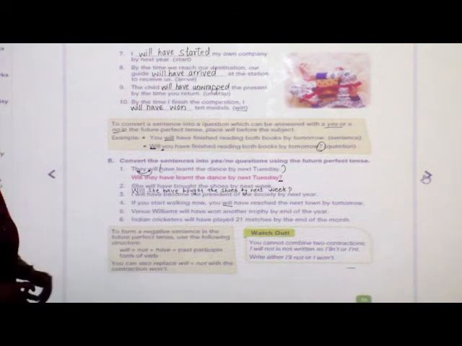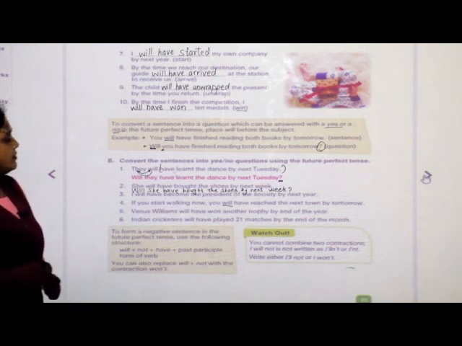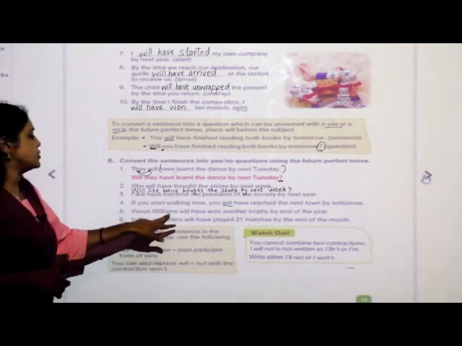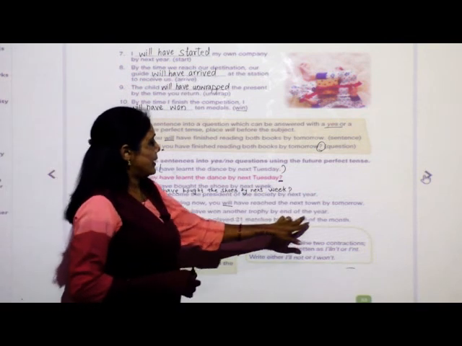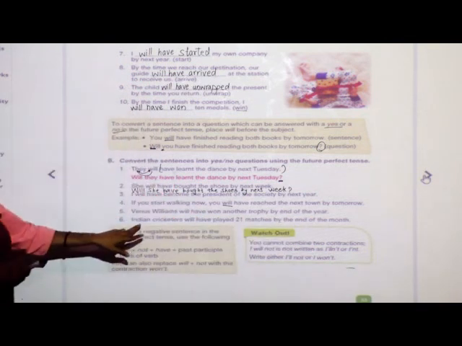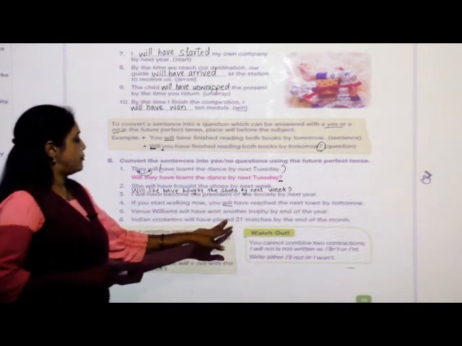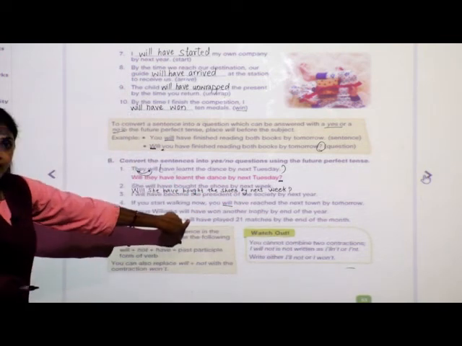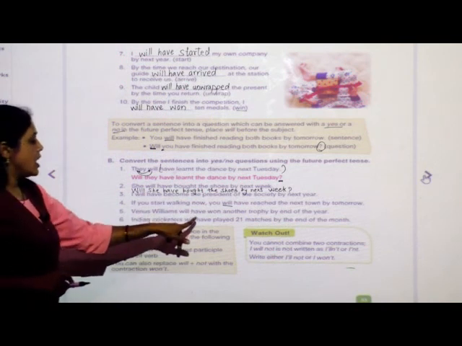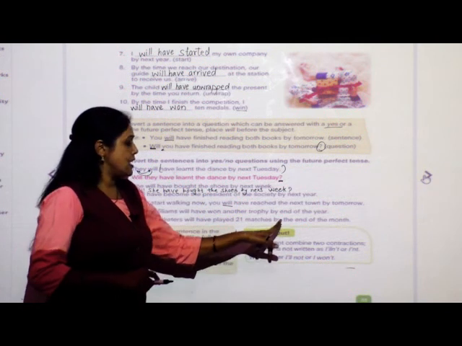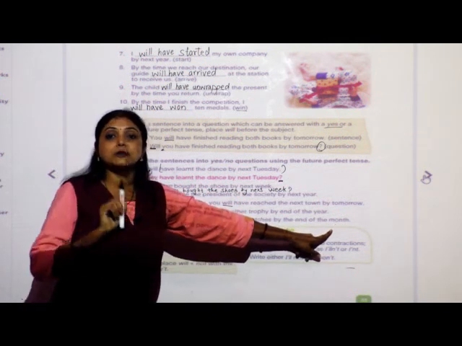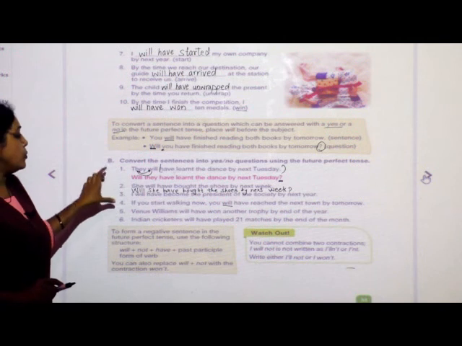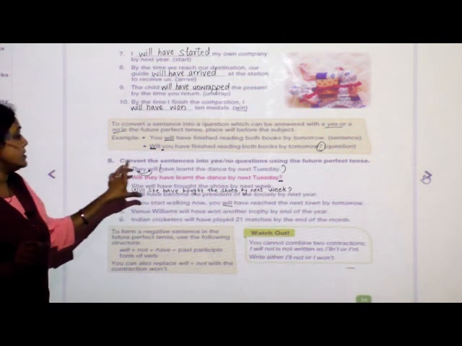Now, Venus Williams will have won another trophy by the end of the year. Will Venus Williams have won another trophy by the end of the year? Question mark. Indian cricketers will have played 21 matches by the end of the month. Will Indian cricketers have played 21 matches by the end of the month? Question mark. Okay, so this is how you will frame the questions and add a question mark to make it in a question format.